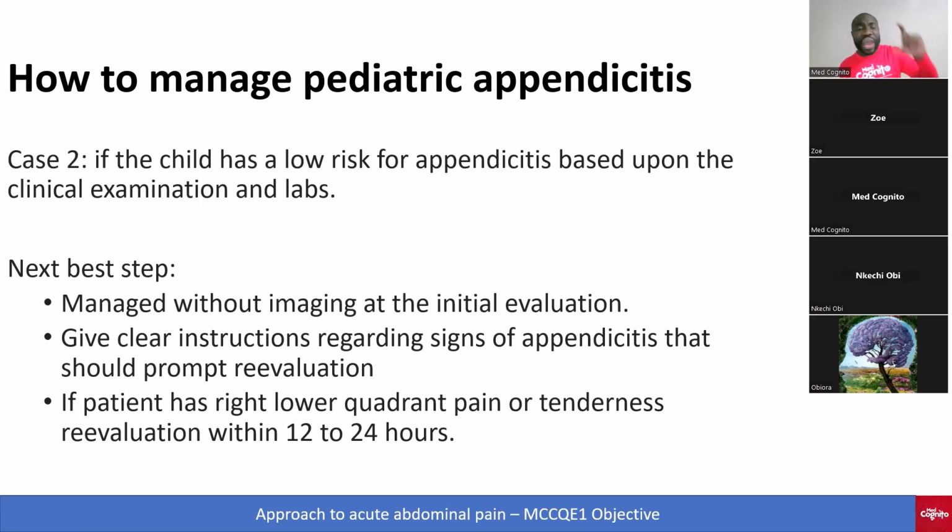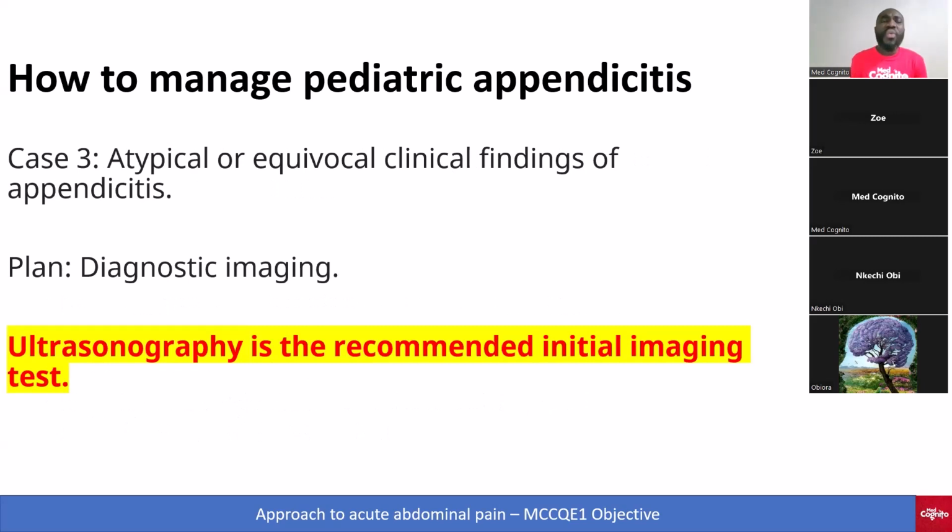If the child has right lower quadrant pain or tenderness, but still presents with atypical features, you want to reassess the child within 12 to 24 hours. 12 to 24 hours. Now, what is the diagnostic imaging of choice?